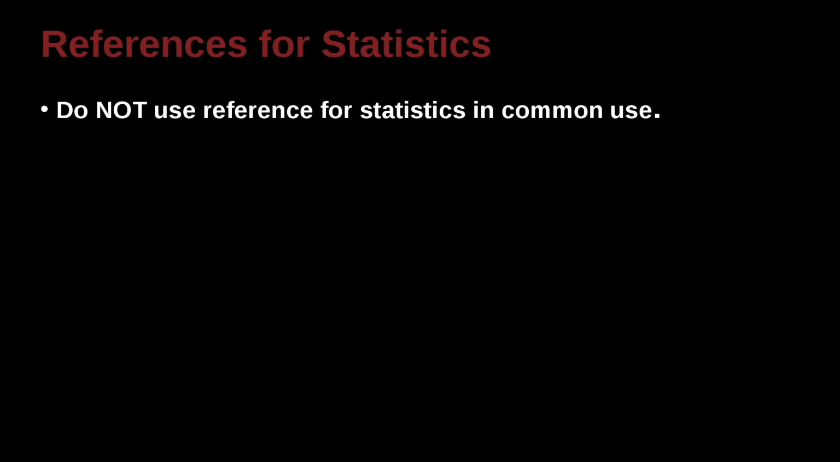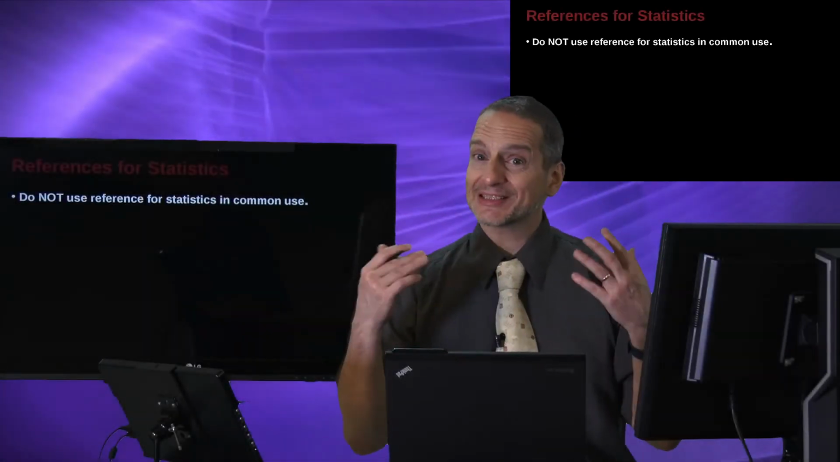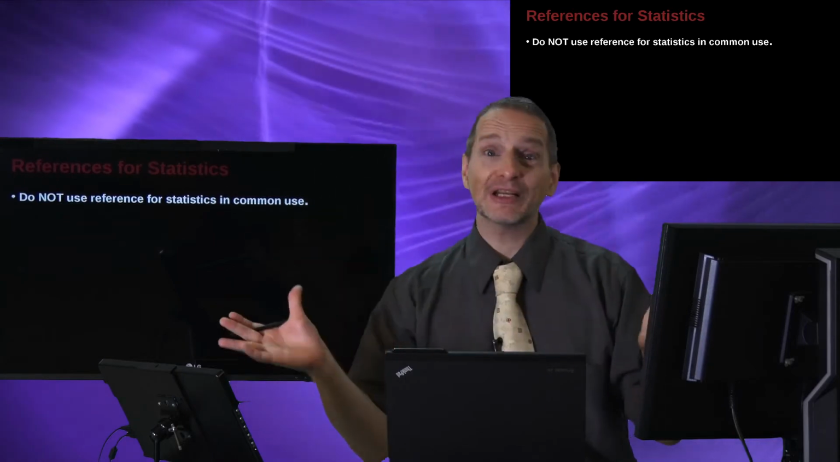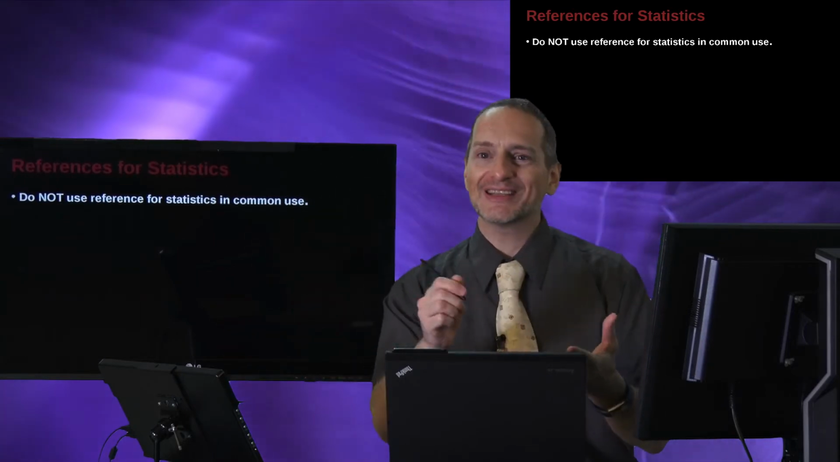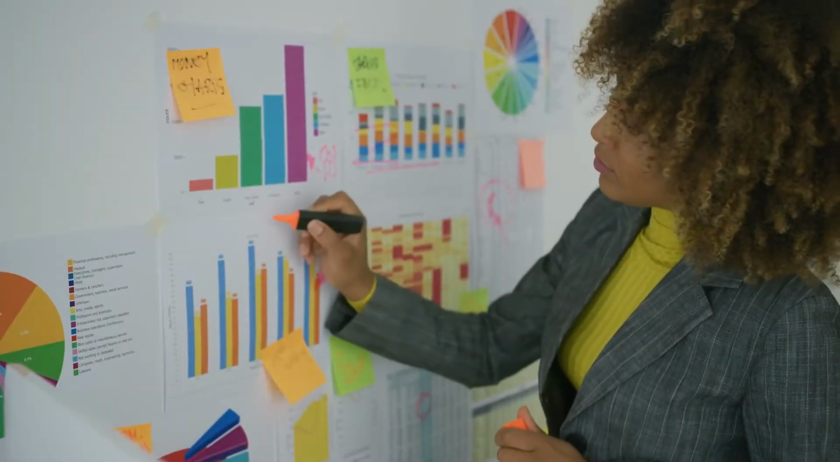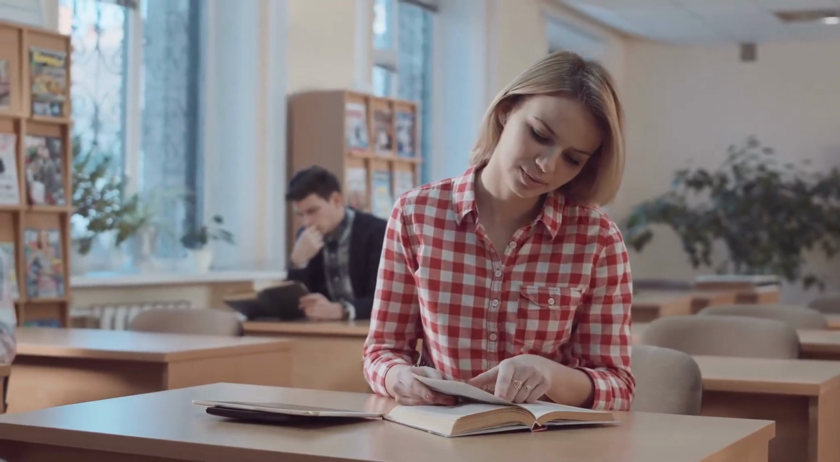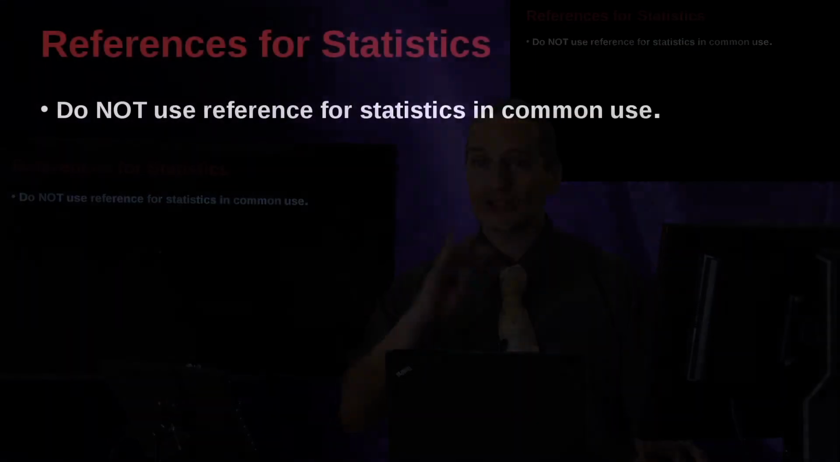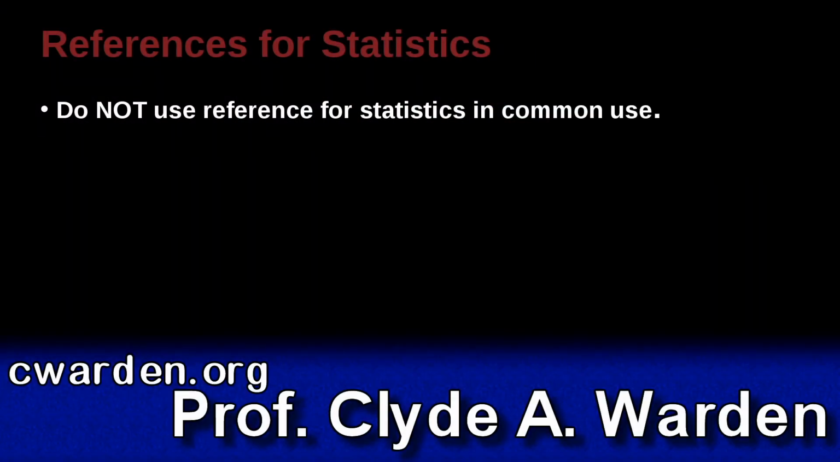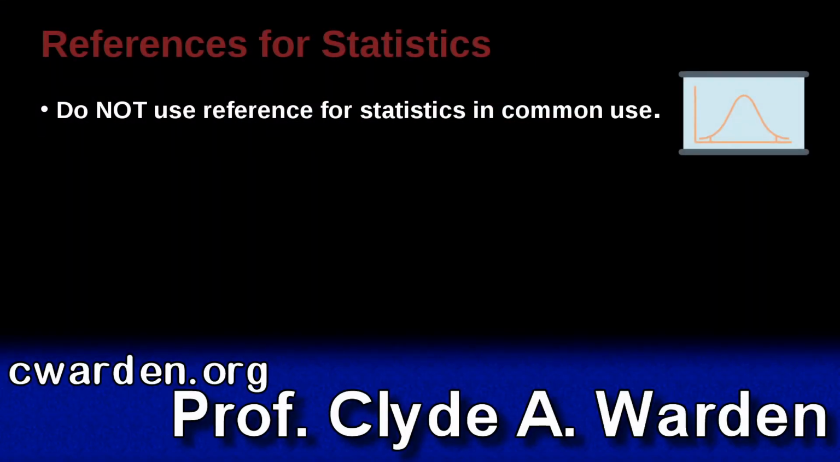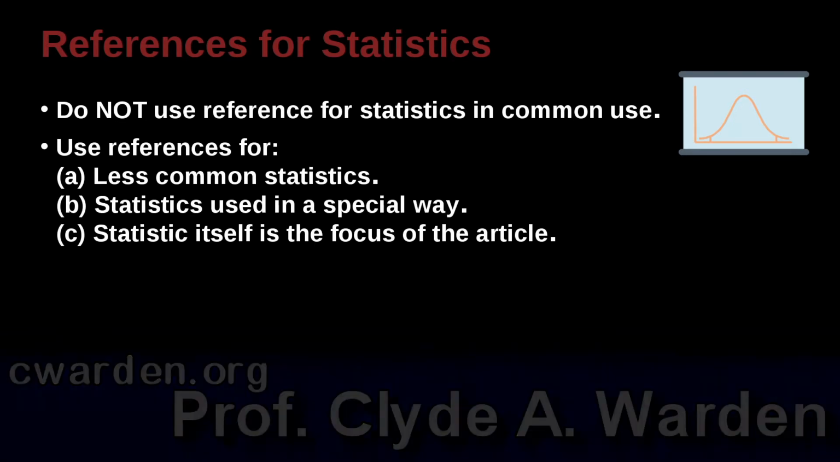Well, when you're writing your statistics, you do not need to reference statistics that are in common use. That is to say that if the statistic is one everybody knows, please do not write a reference to say who made this statistic or where it is from or what research used this. No, you don't need to do that. Just use the statistic. We're talking about things like ANOVA and t-test, regression. You don't need to say where they came from.